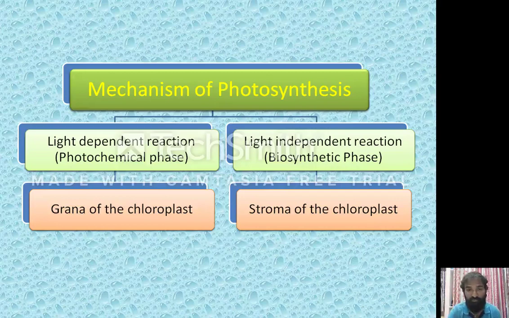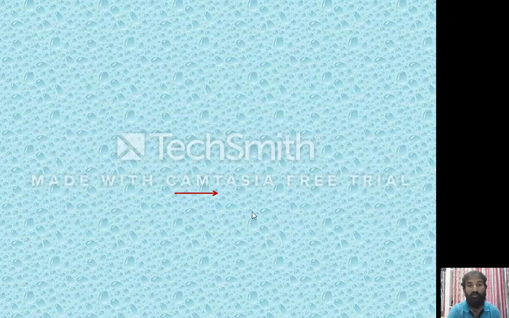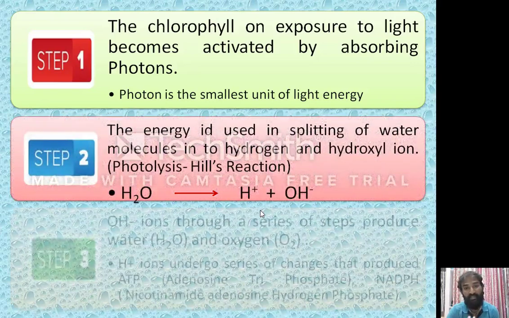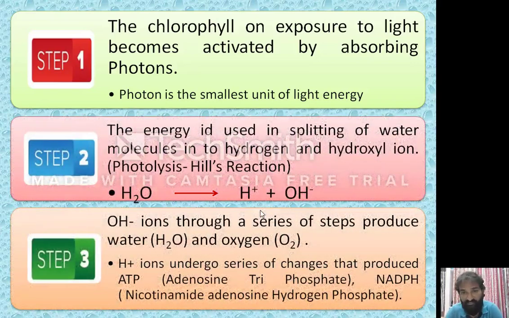Now coming to the detailed description of the light dependent phase. In this phase there are three steps. In step 1, the chlorophyll is present in the thylakoid membrane. I already told you that many chlorophyll molecules and photosynthetic pigments aggregate to form a photosystem. These are all exposed to sunlight and they become activated by absorbing photons.